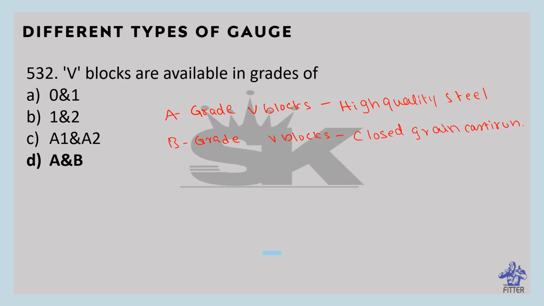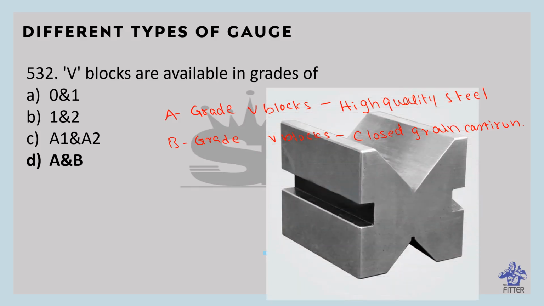V blocks of grade A are more accurate and are found only up to 100 mm in length. V blocks of grade B are used for general work and are found up to 500 mm in length. So these are the V blocks.